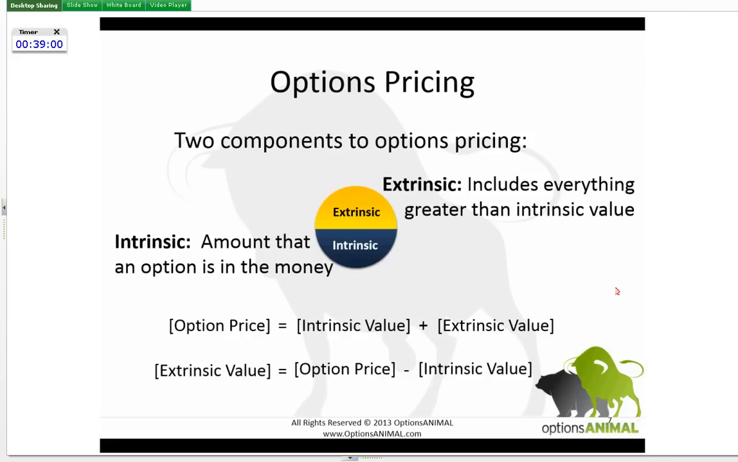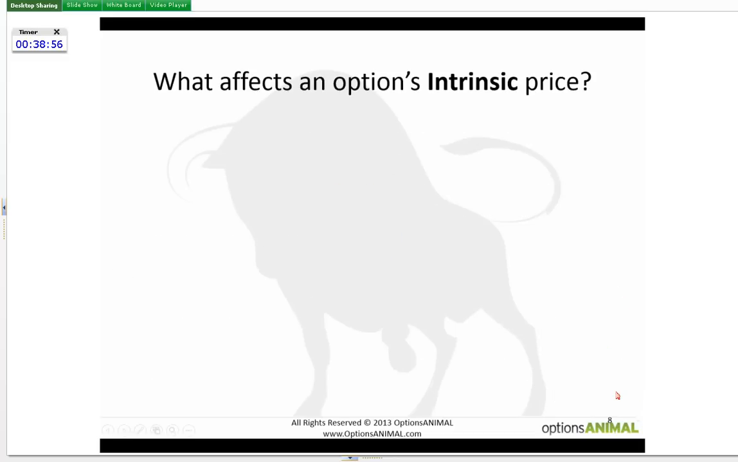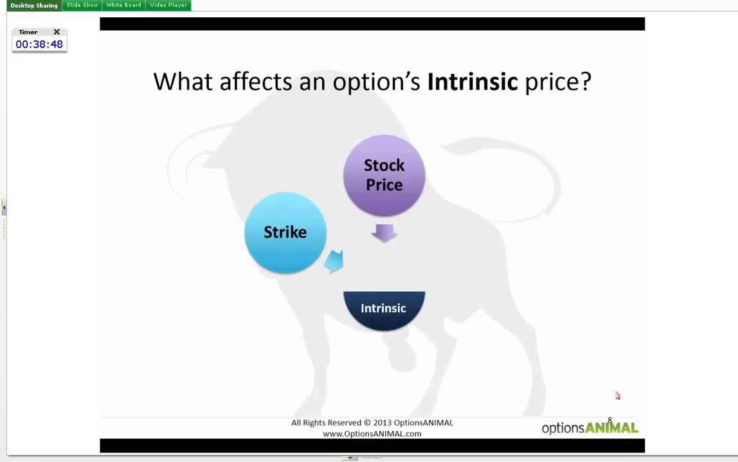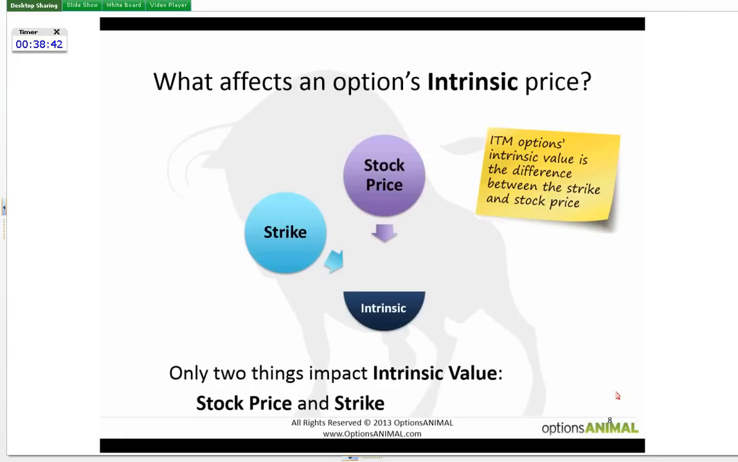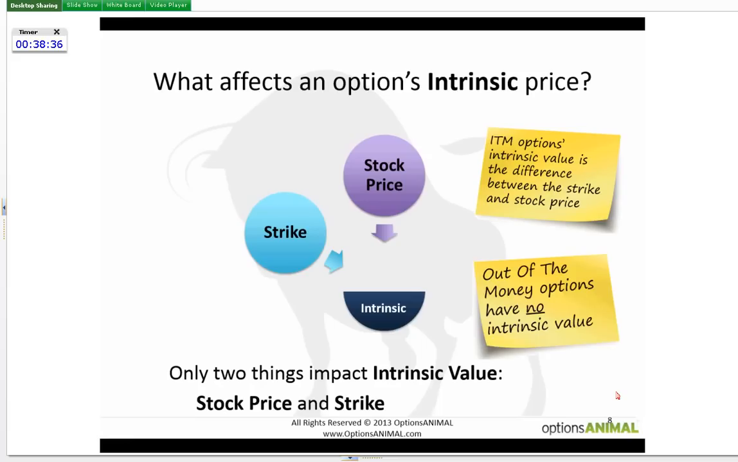So what affects the intrinsic price, as we said? I've made it clear here. Hopefully you guys are sticking with me and understand that the intrinsic price is only impacted by the strike and the stock price. So those are the only two things that can impact the intrinsic value of an option. Another way to say it is the intrinsic value is the difference between the stock price and the strike price, and out of the money options have no intrinsic value.